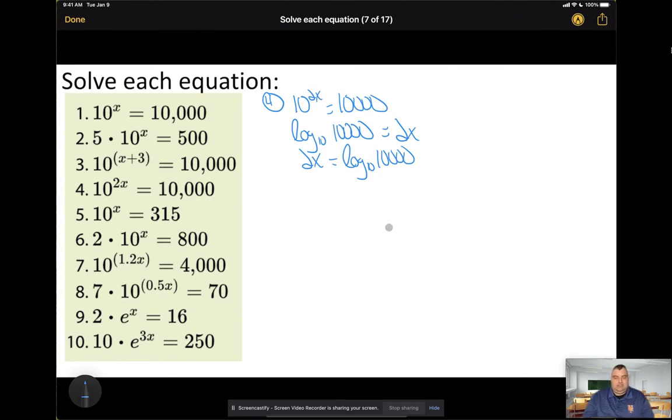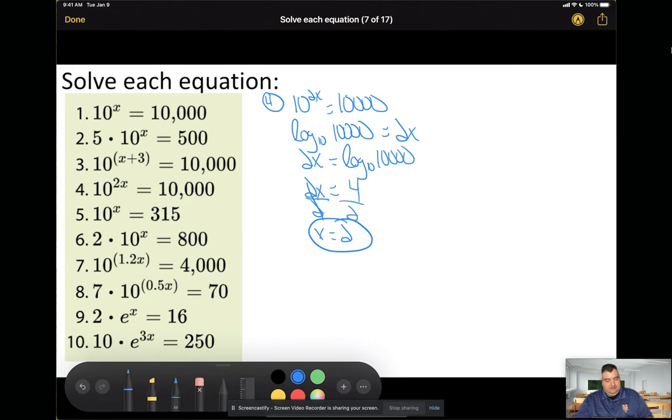Now I'm going to solve for x. But before I do that, I should know that log base 10 of 10,000 is equal to 4. We've done that one before. So I can finish this off by dividing both sides by 2. So x equals 4 divided by 2. So x equals 2.